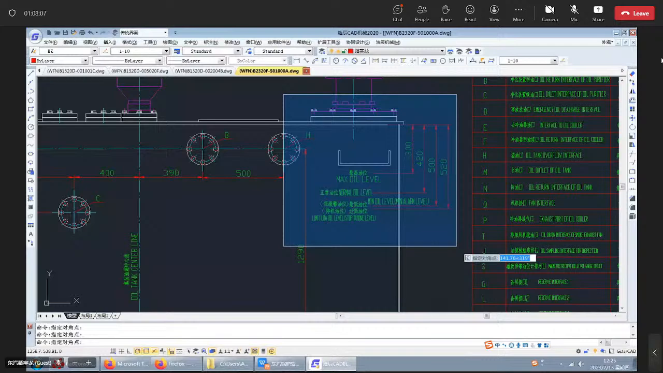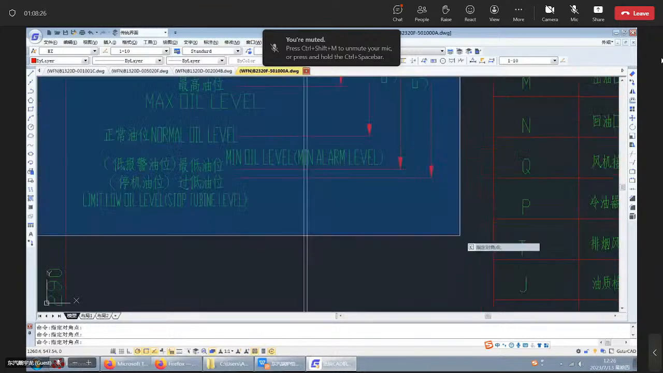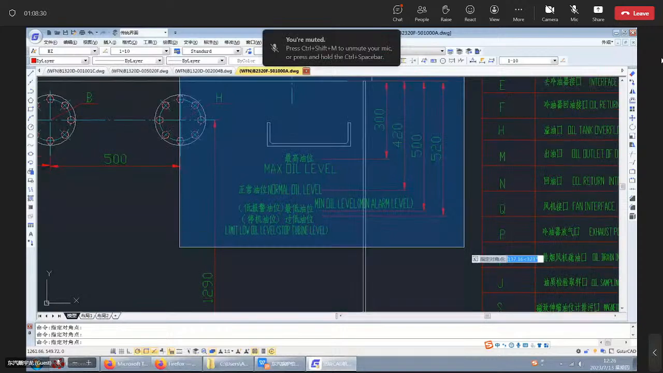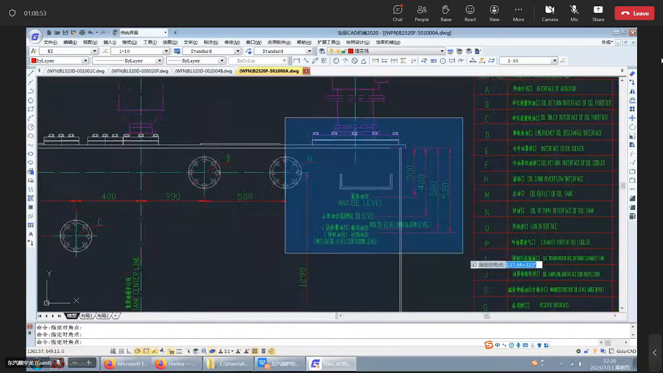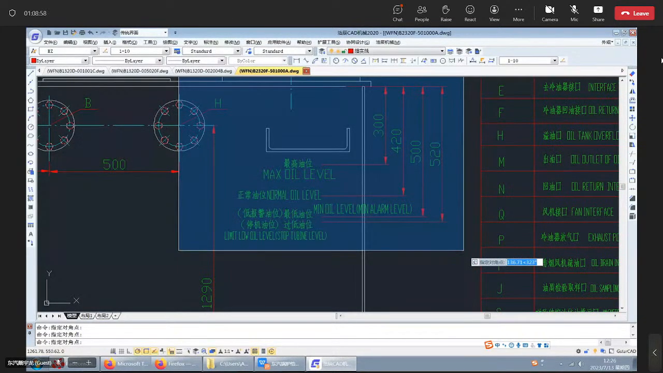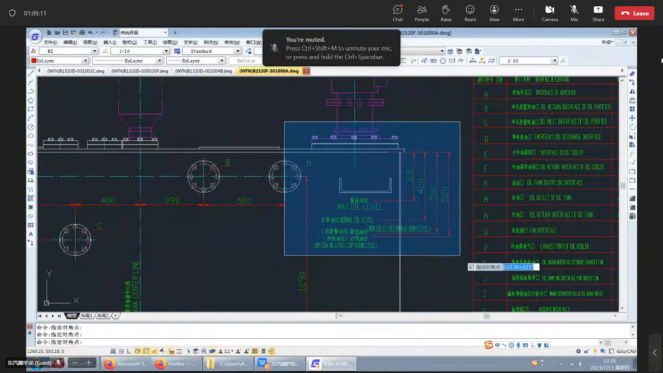According to our oil volume setting, we have several different alarm oil levels and trip oil levels. We will introduce this part this afternoon when we introduce the operation and maintenance.